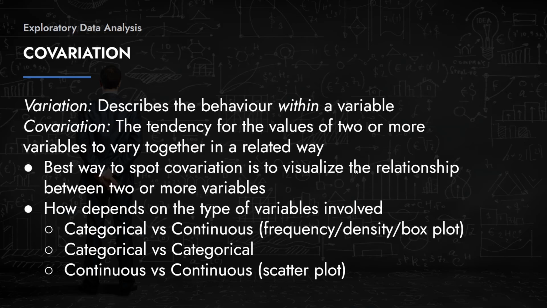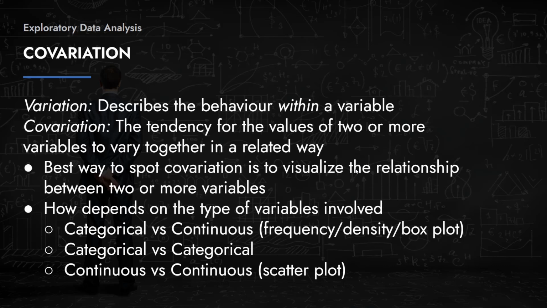Now there's something called covariation. Remember, variation describes the behavior within a variable, whereas covariation is a tendency for the values of two or more variables to vary together in a related way. So covariation is more external, while variation is more internal. In variation, you're exploring that variable and what's within it. In covariation, you're exploring the relationships between different variables. And these relationships might be explored differently based on their type, as we'll see now.